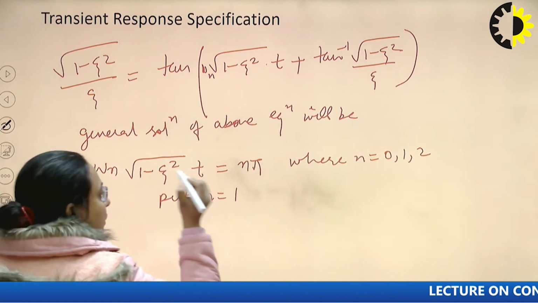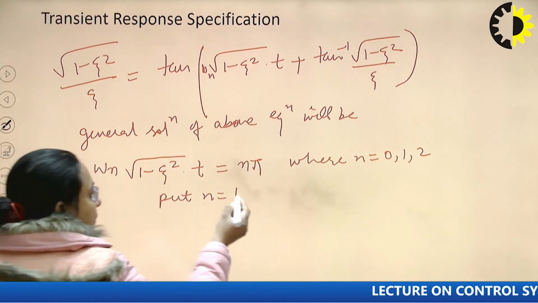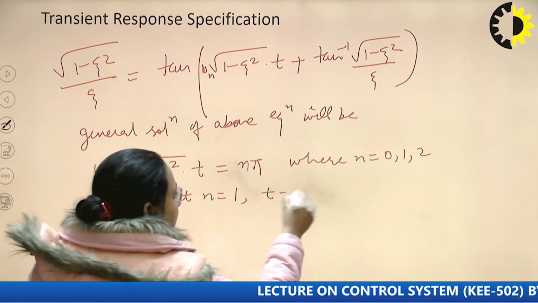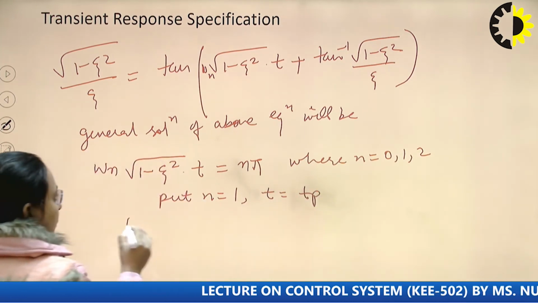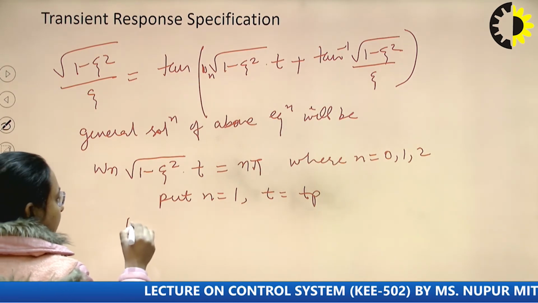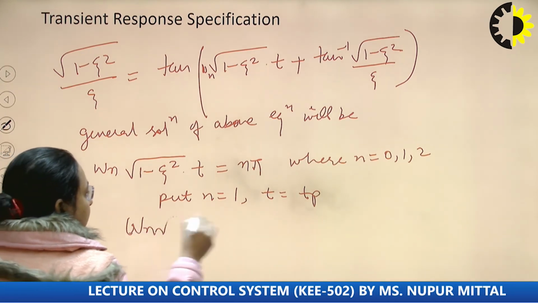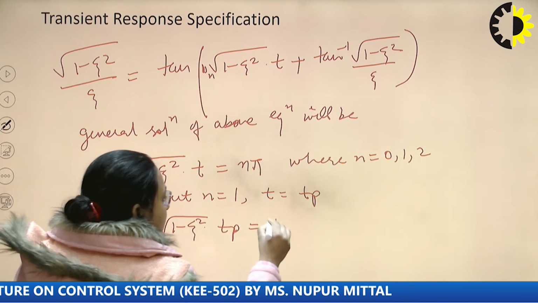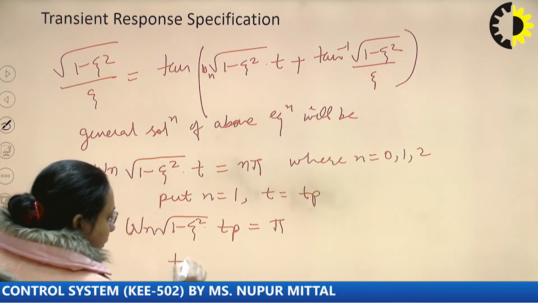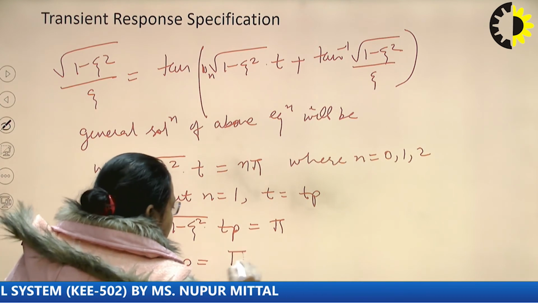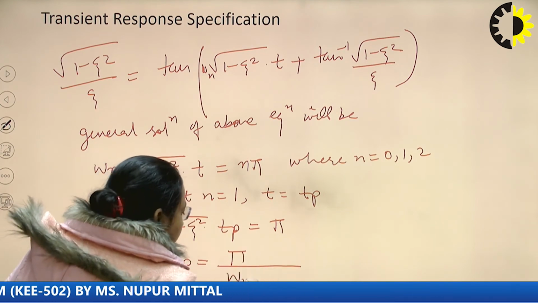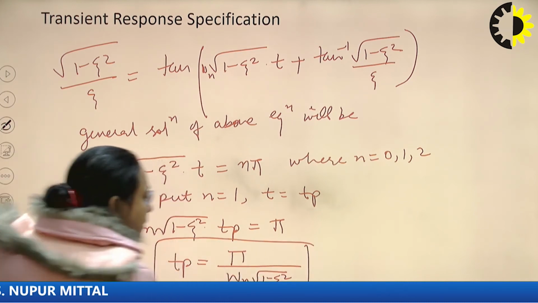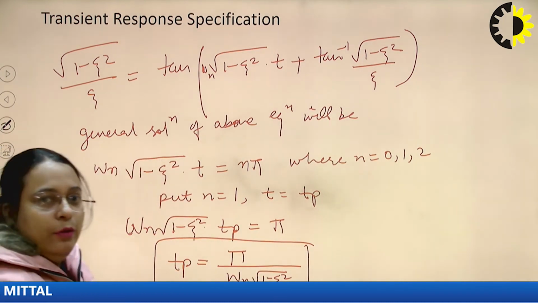Then that time will be t equals Tp. So we can directly write omega n under root 1 minus zeta square into Tp equals pi, and from here we get the value of Tp, which is pi upon omega n under root 1 minus zeta square, or we can write it as Tp equals pi upon omega d.